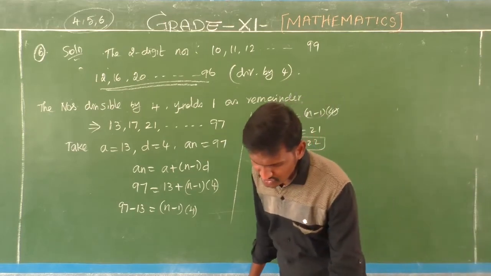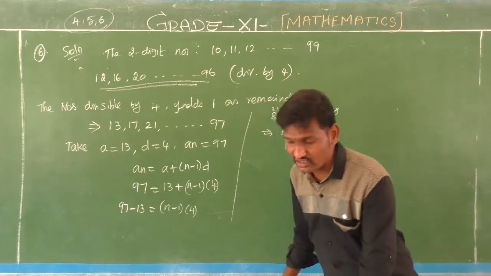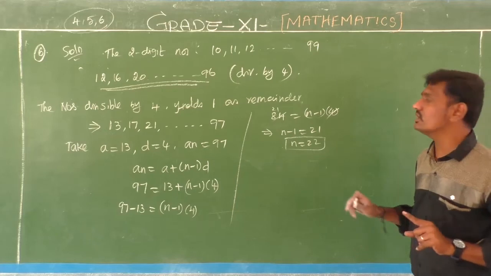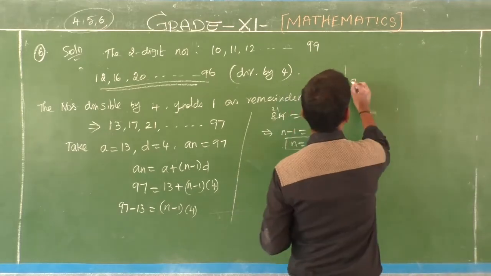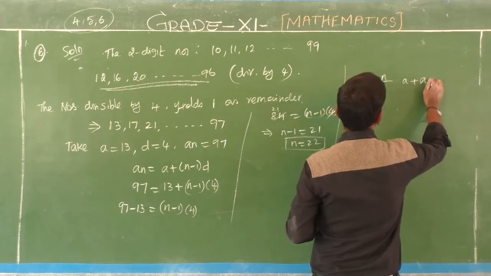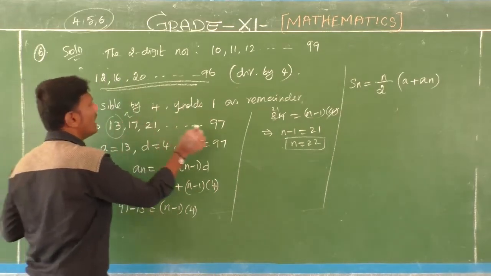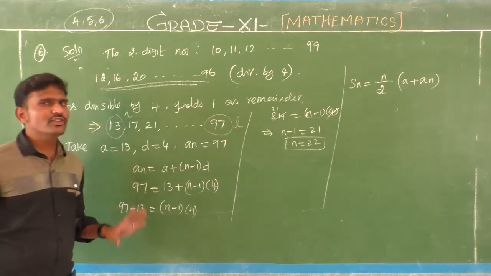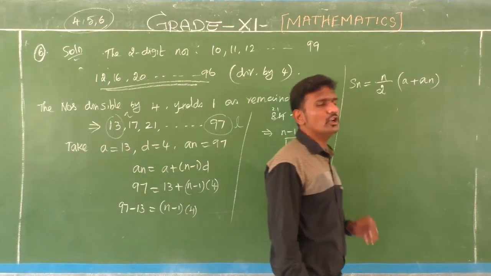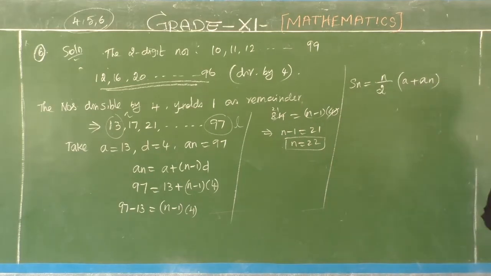Now what is the given question? What are they asking? Find the sum of the first n terms, where n is 22. Now we are going to find S22. You have the formula Sn equals n by 2 into a plus an. Why are we using it? Because you know the first term as well as the last term. Or otherwise take the formula Sn equals n by 2 into 2a plus n minus 1 into d. Whichever formula you use, you get the same answer.